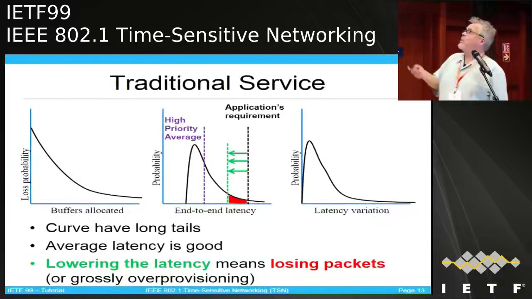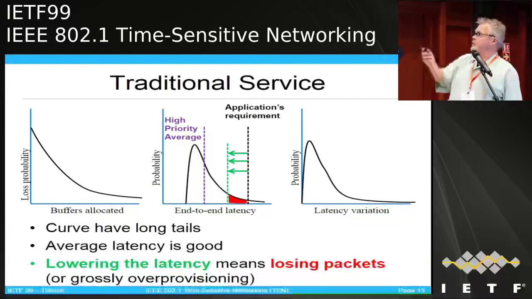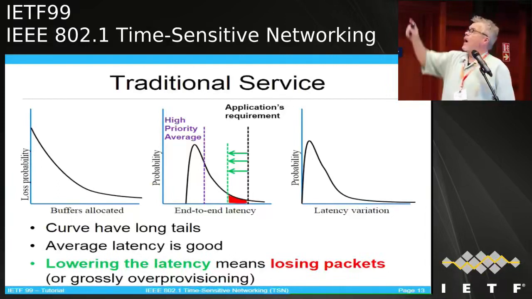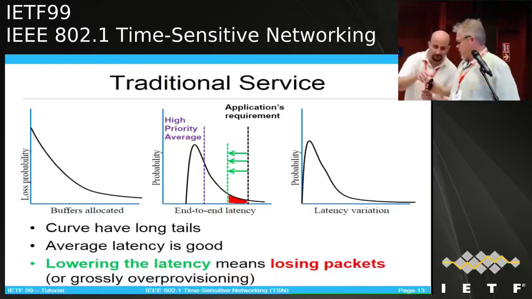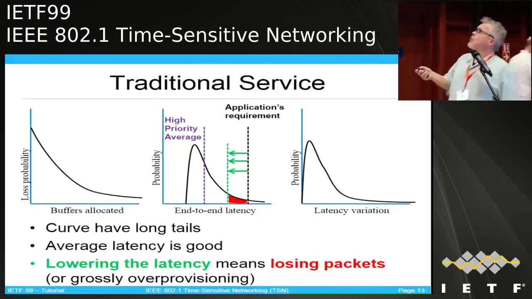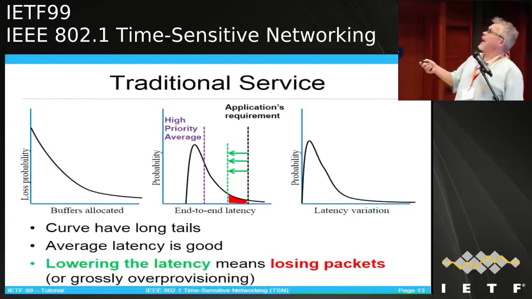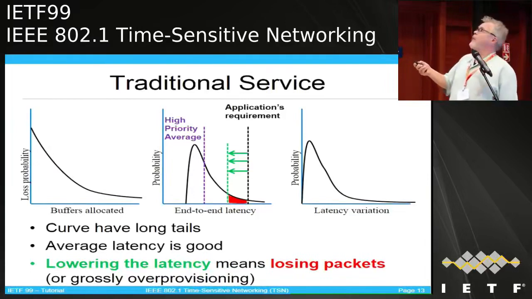Now, to give you an idea of what we're doing, the usual best effort kinds of service: the more buffers you allocate, the fewer packets you drop. If you look at what is the latency for an average packet, you find there's a minimum. It's got to get to where it's going. So there's a minimum latency.